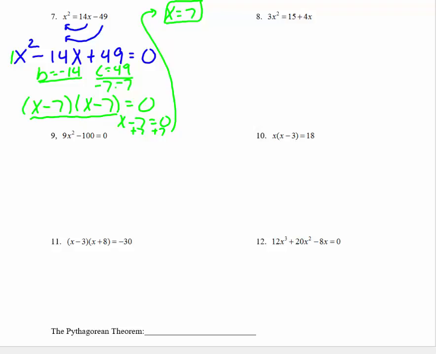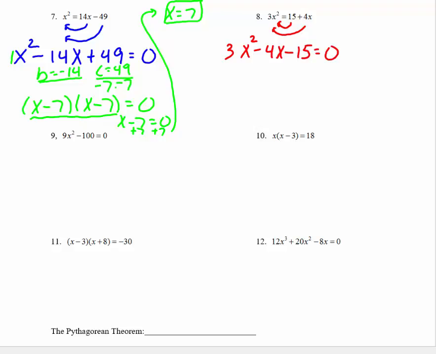Number 8, 3x squared equaling 15 plus 4x. Well, again, we see that we do not equal 0. So I need to bring over the 4x and bring over the 15 by subtracting. Make sure you put it in descending order. So it's going to be 3x squared minus 4x minus 15 equals 0. So make sure you get it in descending order.